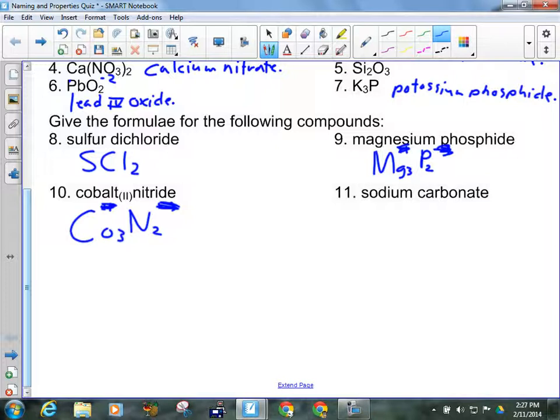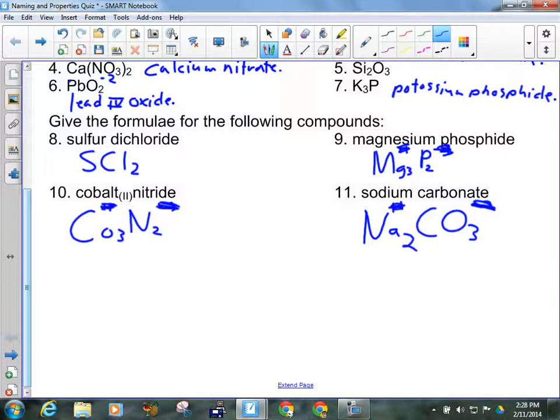And lastly, number 11, sodium carbonate. The formula for sodium is Na. Because that's a metal, this is an ionic compound, so I'll have to drop and swap again. Okay, it's +1. Carbonate is a polyatomic ion, CO3, and it has a charge of -2. So you should have Na2CO3 for the formula there.